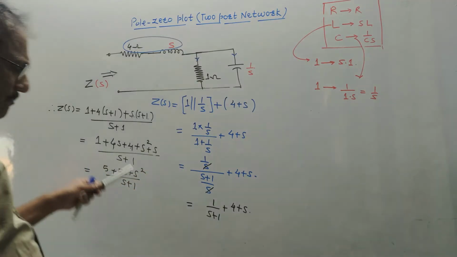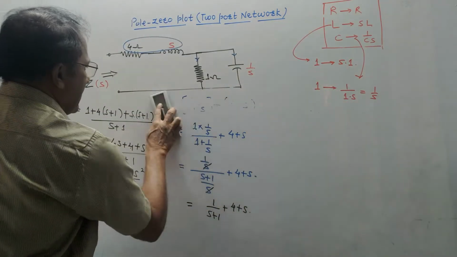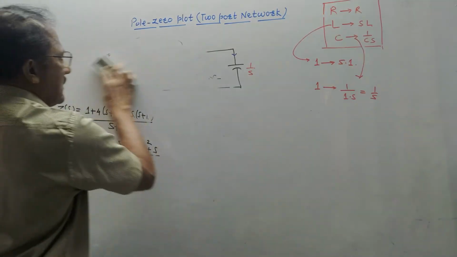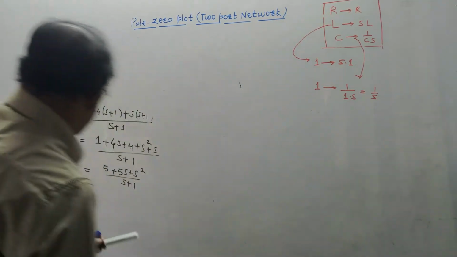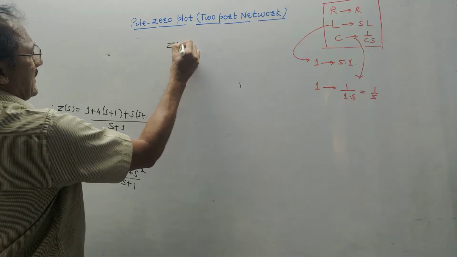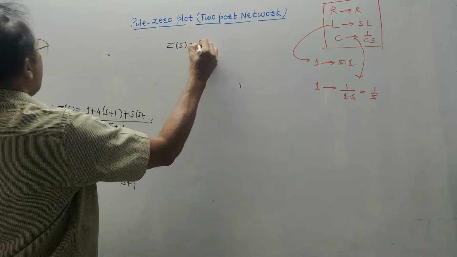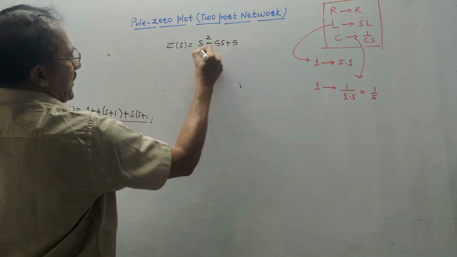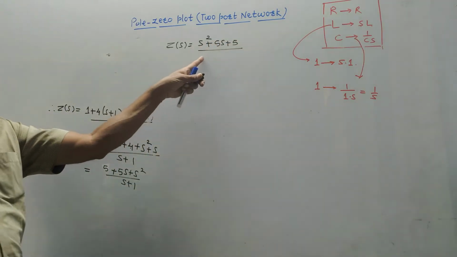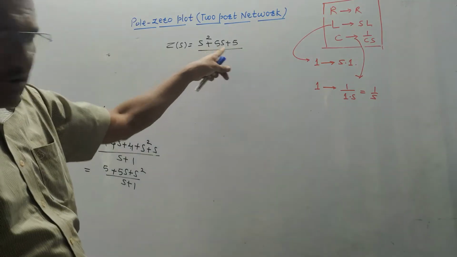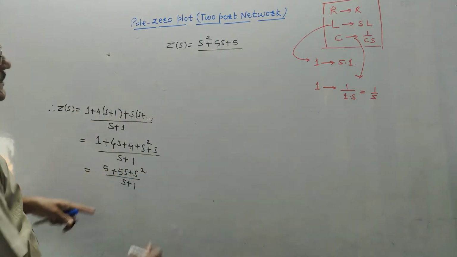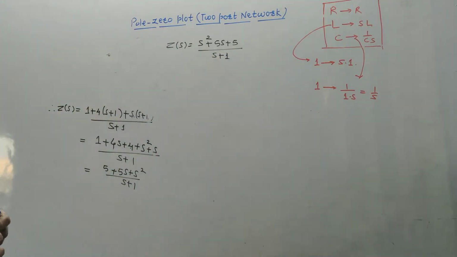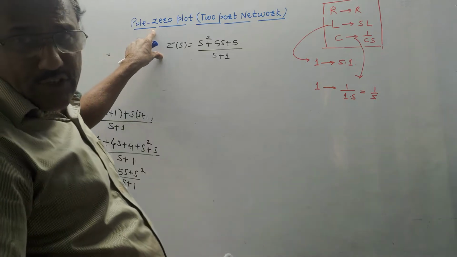To make the thing simple, rearrange the equation like this. I will simply rearrange the equation. So the equation now can be written as Z of S is equals to S square plus 5S plus 5, write the values in the descending orders of power. So S square plus 5S plus 5 upon S plus 1. Now, this is the equation of transfer function.